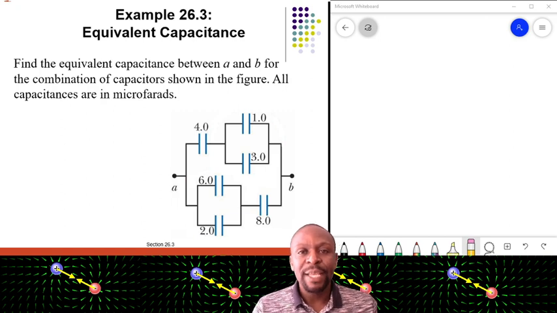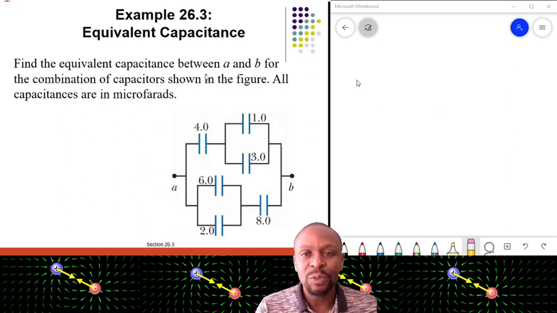Now let us also do example 26.3, equivalent capacitance. Find the equivalent capacitance between points A and B for a combination of the capacitors shown in the figure. All capacitors are in microfarads. In this case, this capacitor and that one are connected in parallel. This one and that one are connected in parallel. Therefore, we can just add these values. 1 plus 3 is going to be 4. Here is going to be 6 plus 2. That is just going to be 8.